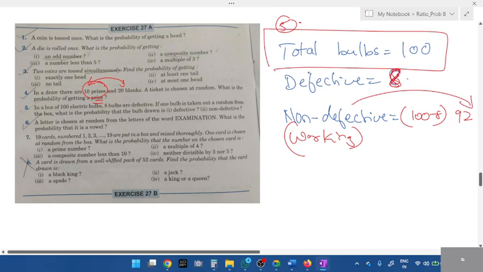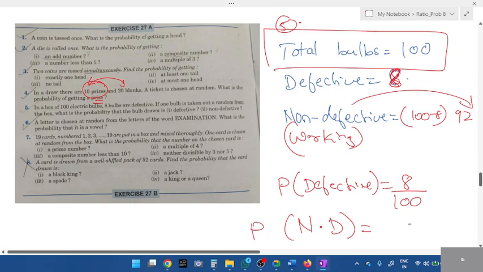The defective is 8. We need to calculate non-defective. First question: if one bulb is taken randomly out of the box, what is the probability that the bulb drawn is defective? Total how many defective bulbs do we have? 8 divided by 100. Second question, non-defective. I'll write it as ND. How many non-defective bulbs do we have? 92. 92 divided by 100.